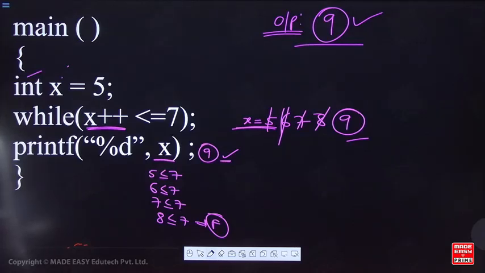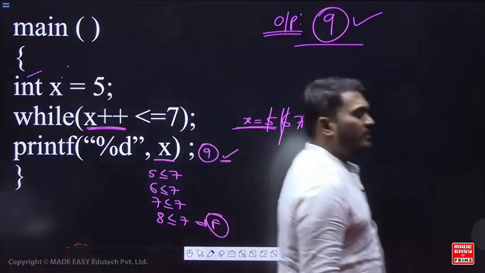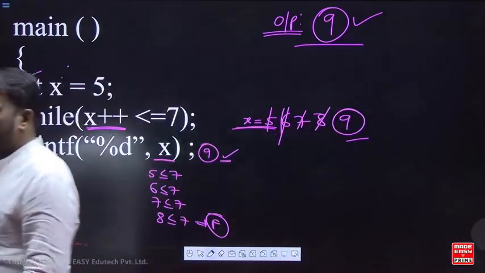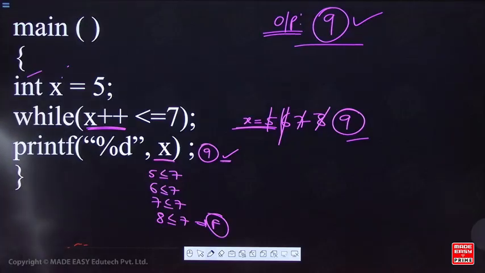Is this clear for everyone? Yeah, almost 80% have given a wrong answer. I really don't understand. I told everything about post increment very clearly. Is this clear for everyone now? Yeah, while semicolon is there, yes.